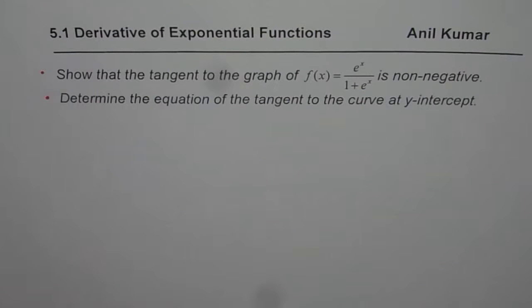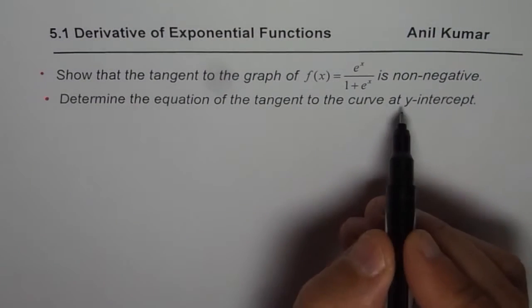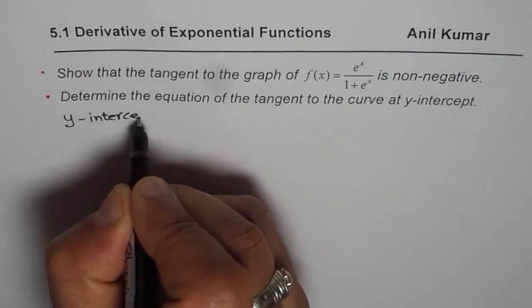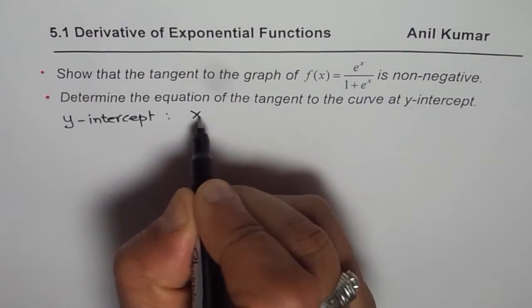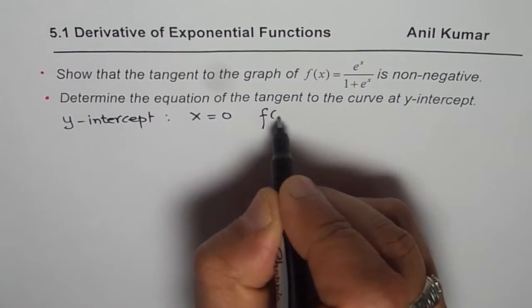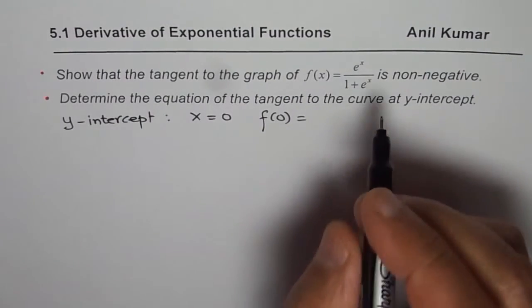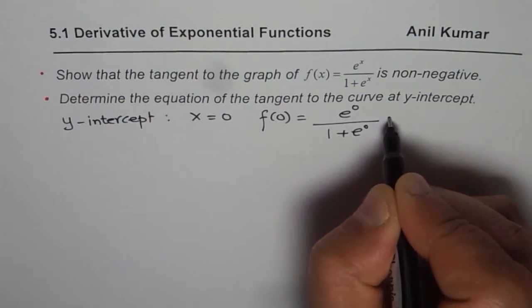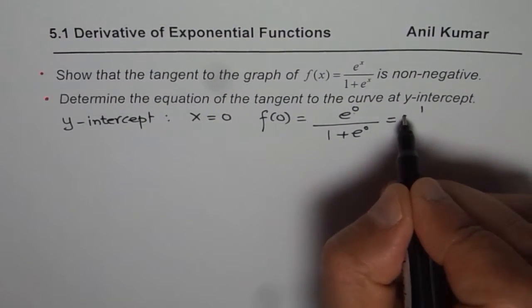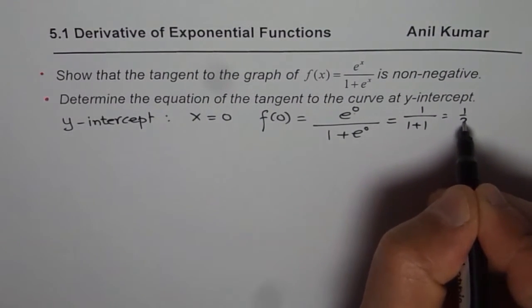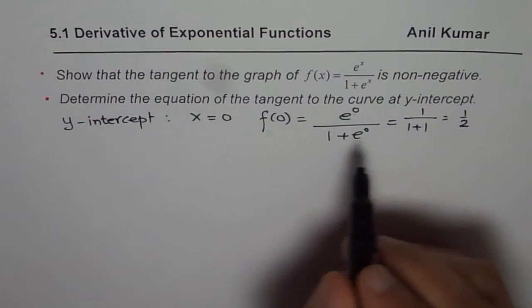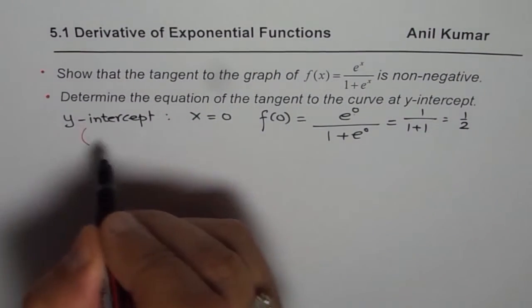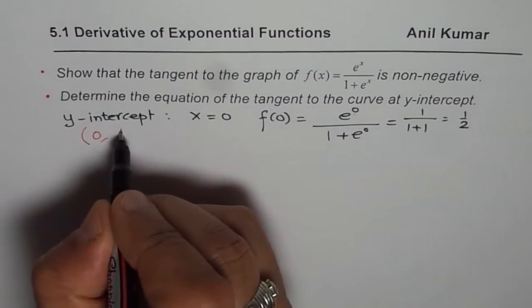So the y-intercept is at x equals 0. Let us find the y-intercept first, right? So what is the y-intercept? The y-intercept is at x equals 0. That means f of 0, right? So what is f of 0? We'll substitute 0 here. So we have e to the power of 0 over 1 plus e to the power of 0. Anything to the power of 0 is 1. So we have 1 over 1 plus 1, that is half. So the y-intercept is at 0, half, correct? So we'll say the y-intercept has the coordinate points of 0 and half, right?